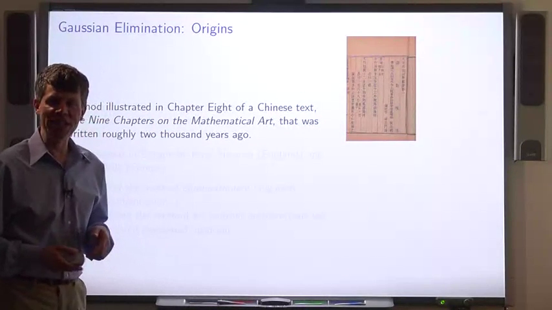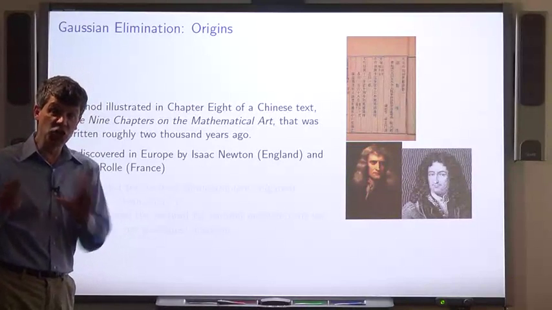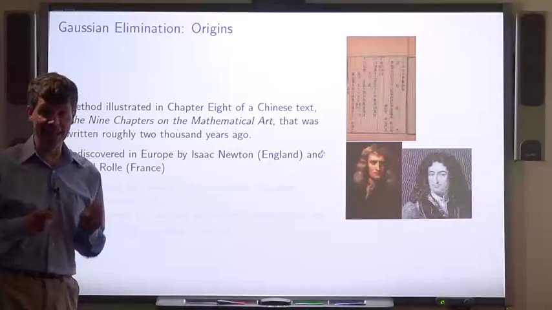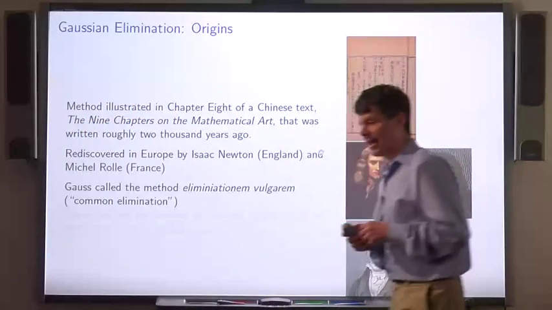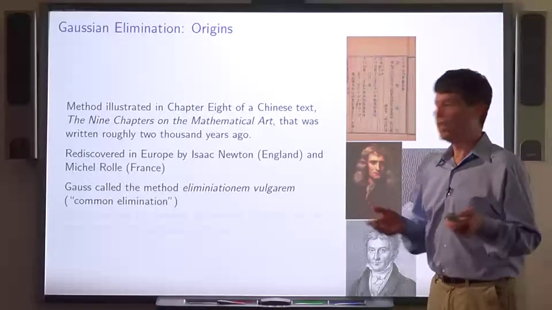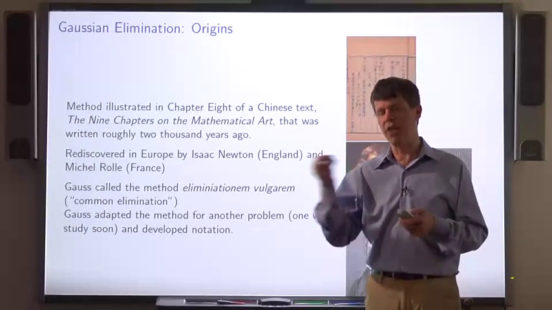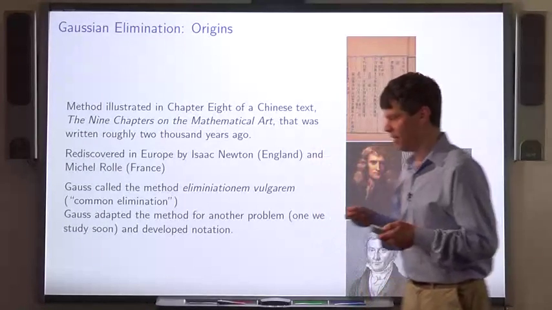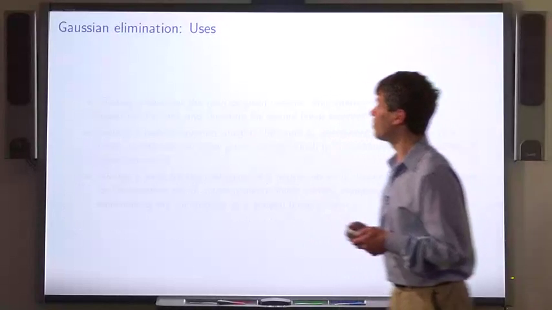It's been written up in a Chinese text. In Europe, it was discovered by Isaac Newton and Michel Rolle in France. Gauss called the method common elimination. He came up with a way to use it to solve another problem that we'll get to later, and came up with a notation that was widely adopted.